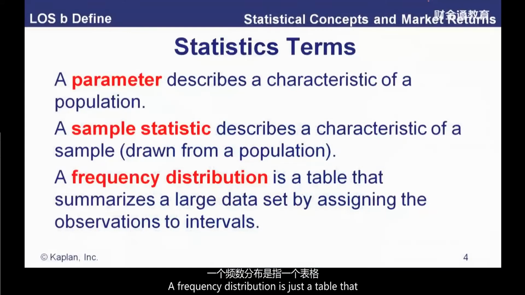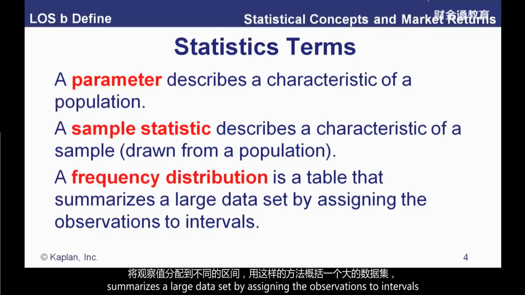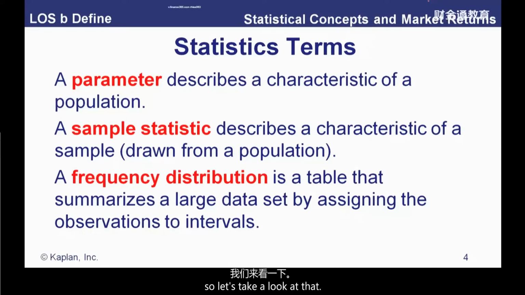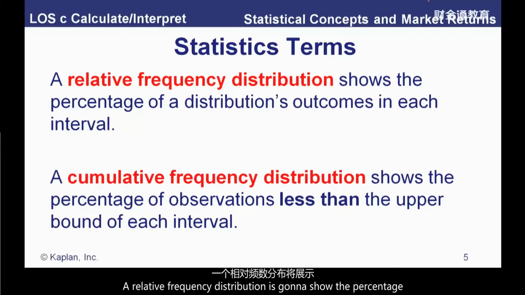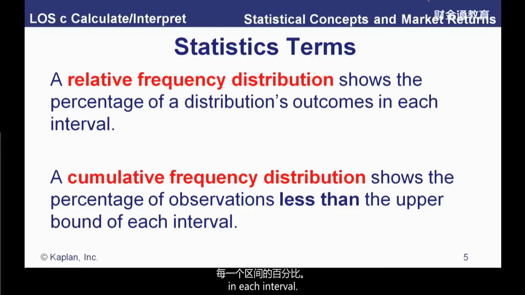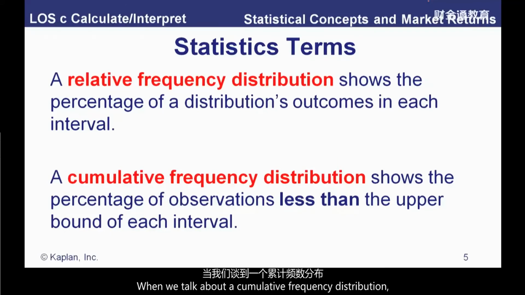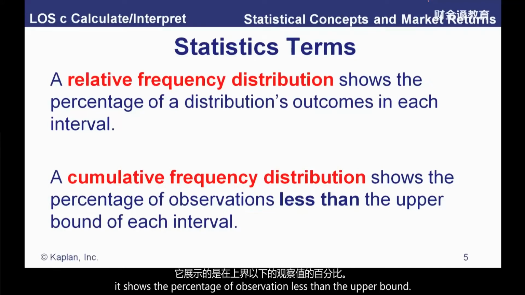A frequency distribution is just a table that summarizes a large data set by assigning the observations to intervals. So let's take a look at that. A relative frequency distribution is going to show the percentage in each interval. A cumulative frequency distribution shows the percentage of observations less than the upper bound.